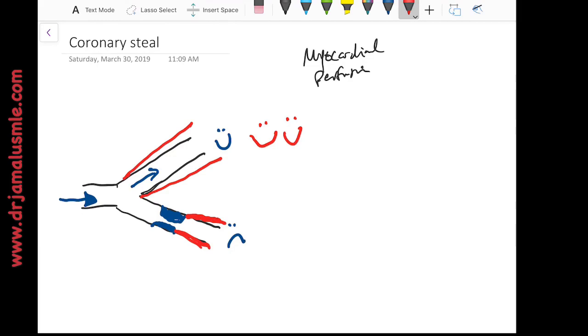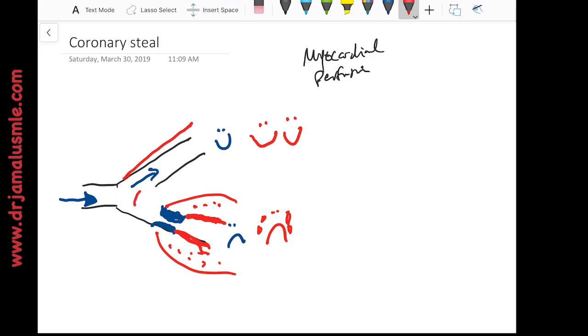But on this vessel, it's already maximally dilated at rest. So even during stress, you cannot even make it more dilated. So what will happen is that the patient will actually not receive blood flow to this territory, and that will aggravate ischemia. So basically, you are stealing the blood that was supposed to come to the lower area, and instead, more blood will be flowing to the top area while the bottom area is not receiving enough blood. And this is what we call coronary steal.